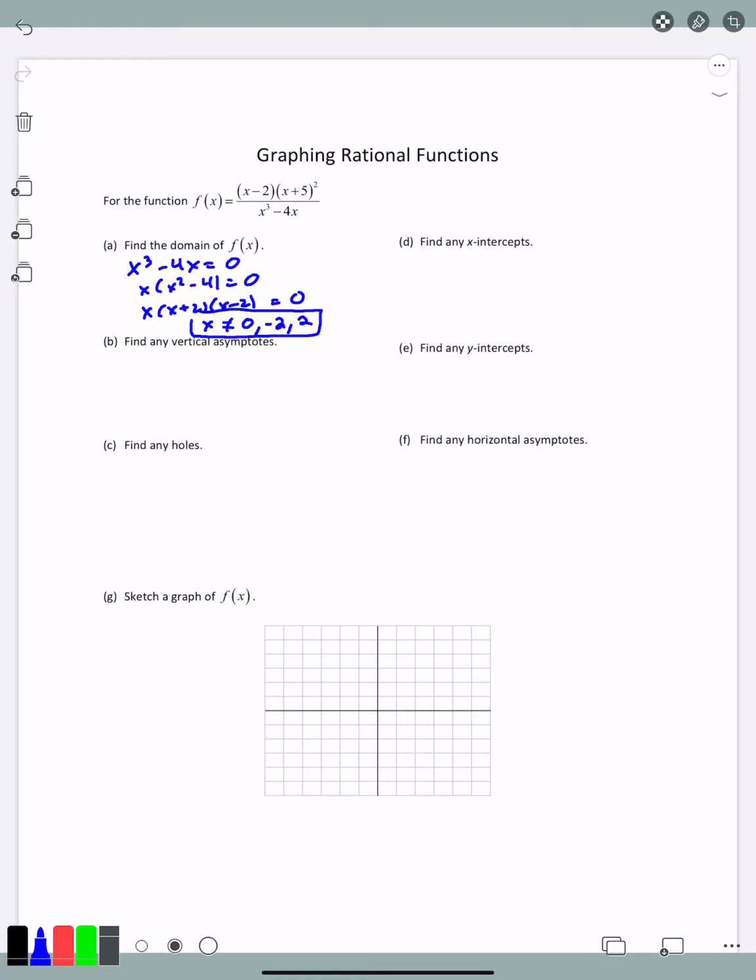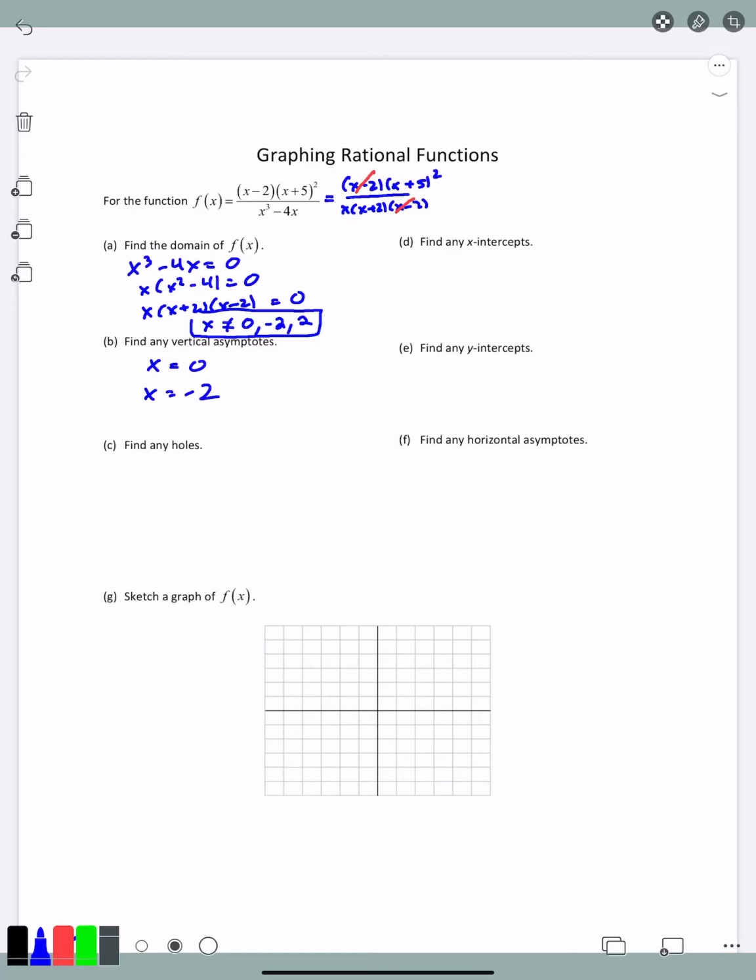Now for part B, we need vertical asymptotes. And remember, you look at the bottom, but you also ask yourself whether something would cancel. And if it does cancel, then it's not a vertical asymptote. The numerator is already factored for us, and we see x minus 2 does cancel, which means x equal to 2 will not be a vertical asymptote, which means the other ones, x equals 0 and x equals -2, those will be vertical asymptotes here.